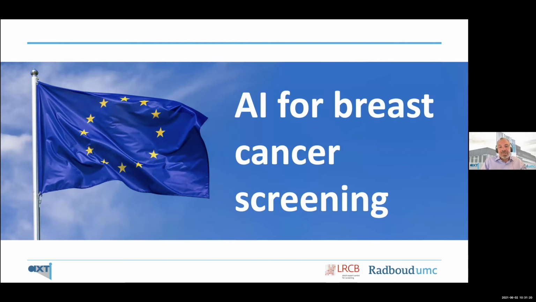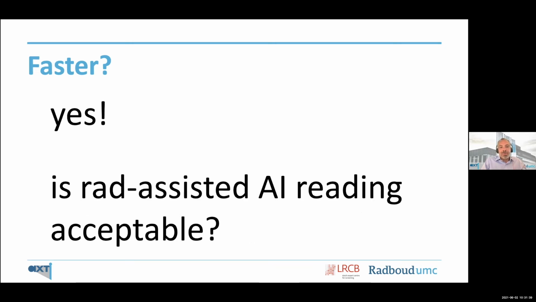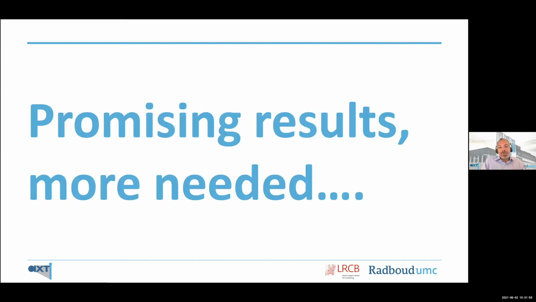So AI for breast cancer screening in Europe, we can summarize it and say, well, the lab results for now do show that we do better and we could reduce the number of interval cancers we miss, but we do need prospective screening trials with cases at the prevalence level. It seems that we could go faster when AI is assisting readers, and there are multiple strategies to try to do less. We just have to find the right balance between cancers missed and improving in the imaging technology to use. All promising results. We do need more.